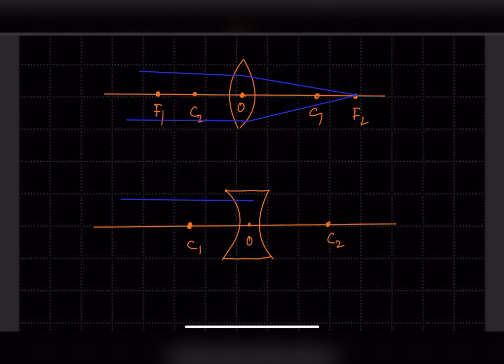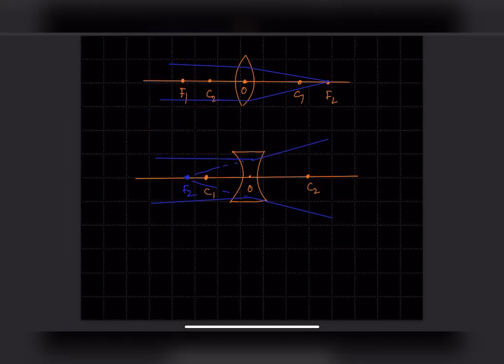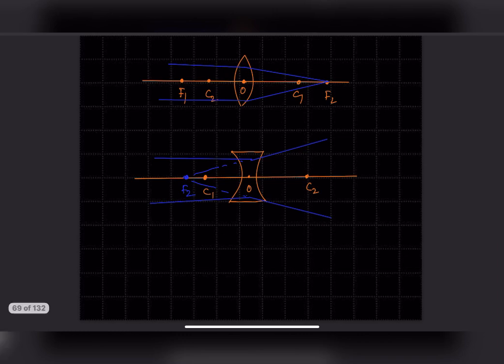Got the point? So similarly here, what will happen if a ray of light comes parallel? It will go away. But if I extend this one here like this, it will appear to meet here. So it will be straight like this. Let me make a little correction. So it will come and meet. So this is my second principal focus. Got the point? I hope you understood this.